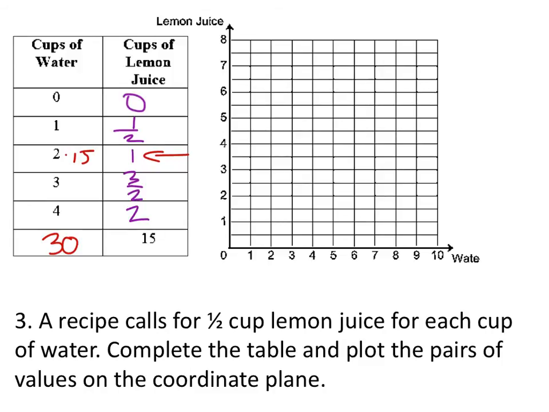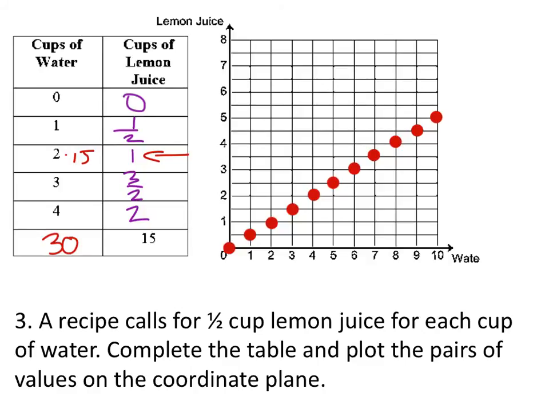Next, we need to graph this, and we can see each of these are simply ordered pairs, so I'm going to go ahead and graph the first few here. The first one we have is 0, 0. The next is 1 and 1/2, which would be that point right here. For 2 cups of water, we have 1 cup of lemon juice, and this pattern just continues throughout, as you can see right here.